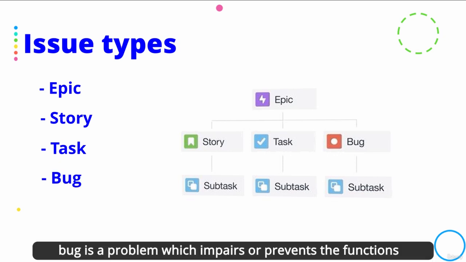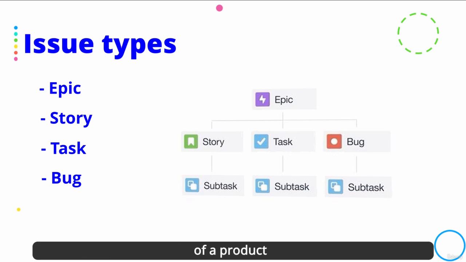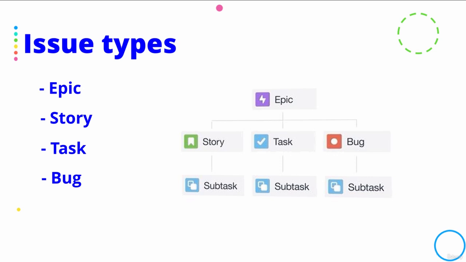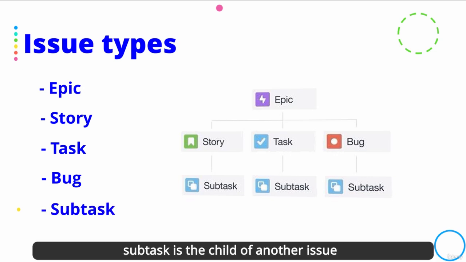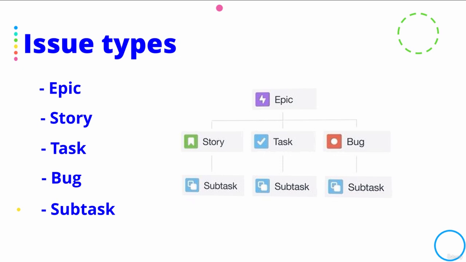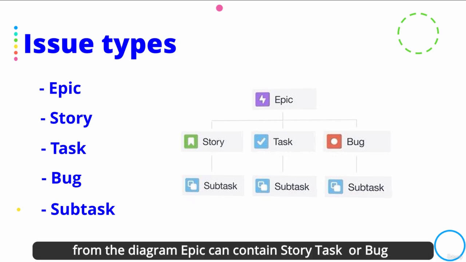Bug is a problem which impairs or prevents the function of a product. Subtask is the child of another issue and is used to break down stories, tasks, or bugs into individually manageable pieces of work. From the diagram, epic can contain story, task, or bug, and story, task, or bug can contain subtasks.